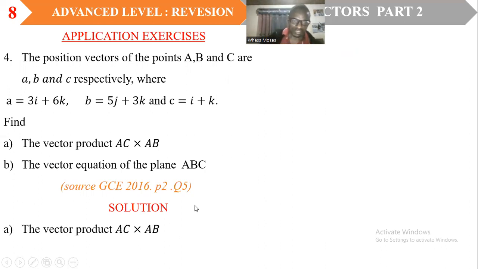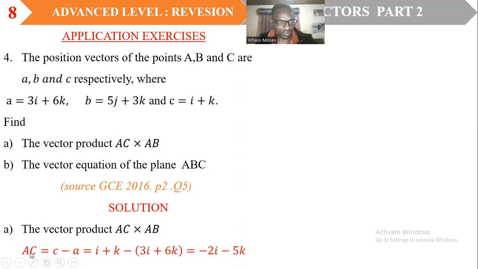Now, as a solution, part (a) says we should find the vector product AC cross AB. Before we do this, we need to first of all find the vector AC and also the vector AB. The vector AC is given by the position vector of C minus the position vector of A, which is i plus k minus 3i plus 6k. This simplifies to negative 2i minus 5k.